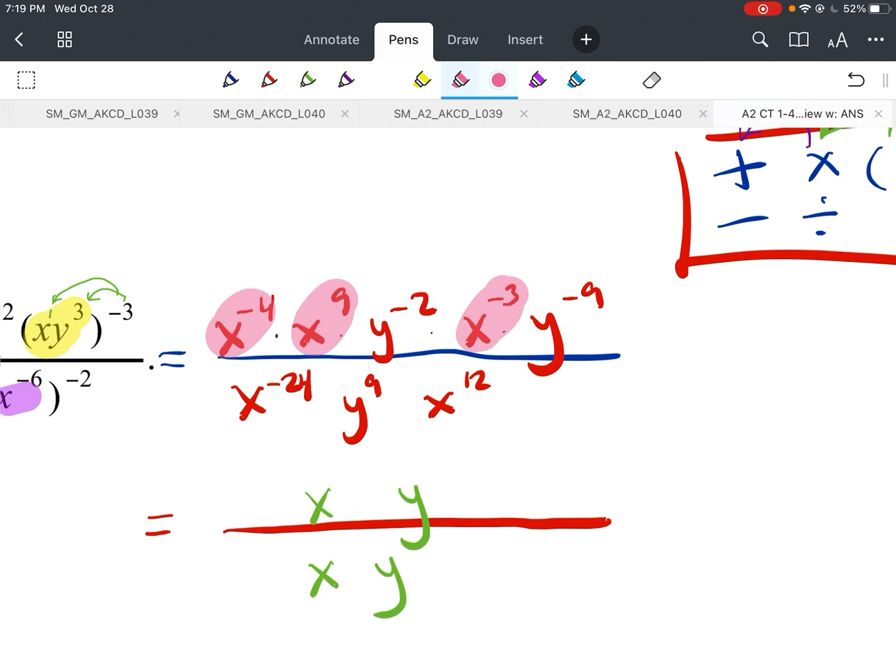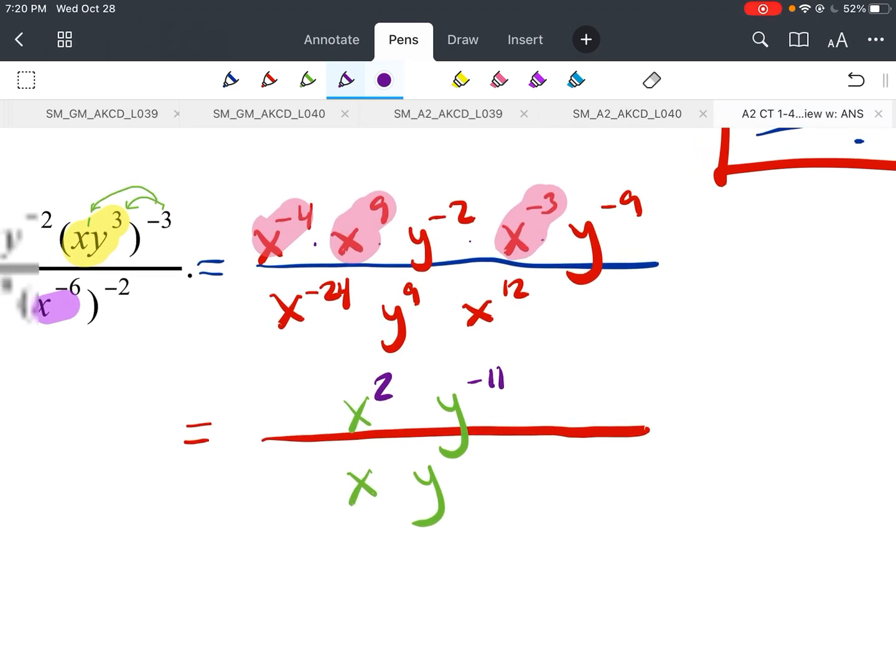So 9 and a negative 4 is positive 5, and a negative 3 is 2. So this is just going to be x squared when all is said and done. Let's make it purple. All right, now y, what would y end up being? Well, I got a negative 2 and a negative 9, so this is all going to be, again, adding the exponents, negative 11. Be real patient with these. This is an easy one if you're patient.